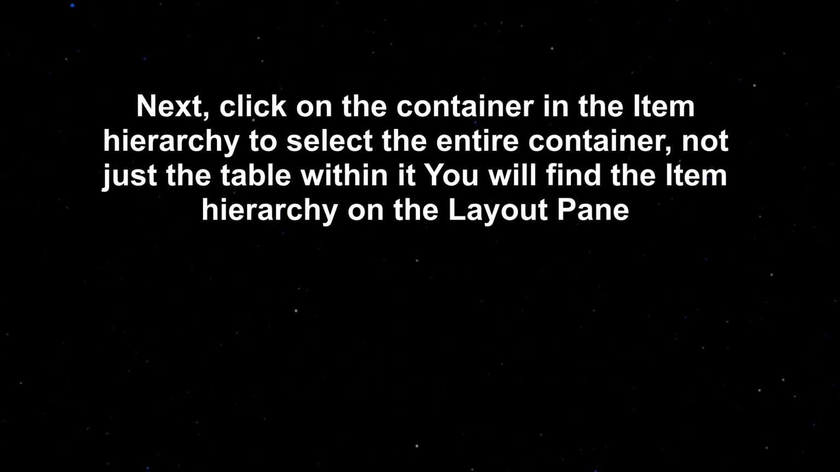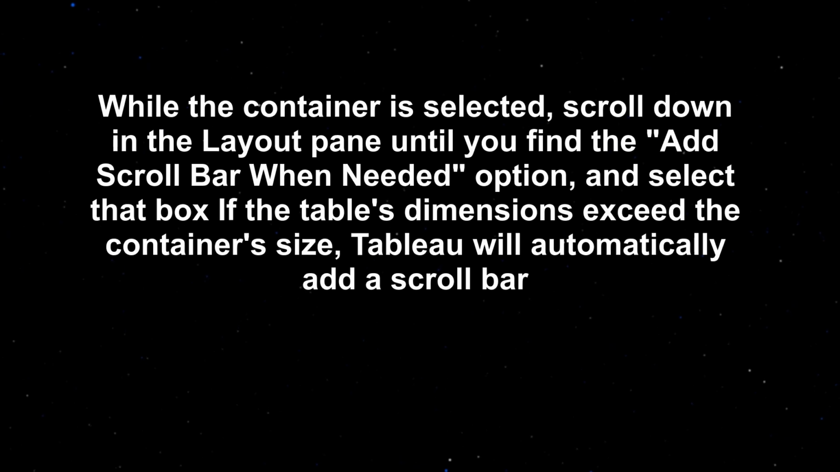Next, click on the container in the item hierarchy to select the entire container, not just the table within it. You will find the item hierarchy on the layout pane. While the container is selected, scroll down in the layout pane until you find the Add Scroll Bar when needed option, and select that box. If the table's dimensions exceed the container size, Tableau will automatically add a scroll bar.